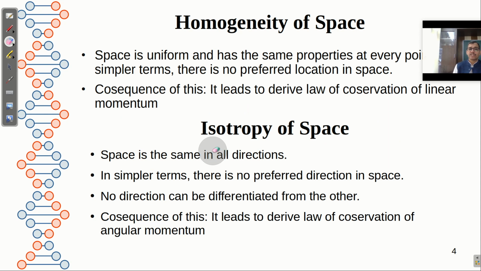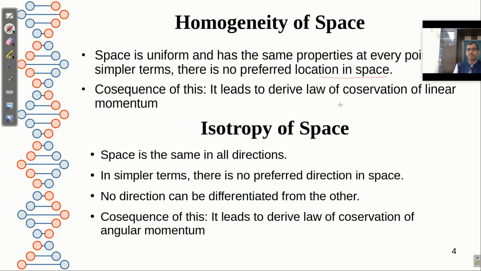So first is homogeneity: space is uniform and has the same properties at every point. In simpler terms, there is no preferred location in space, means every location is equally preferable, or you can say that every law of physics will remain same everywhere. Consequence of this leads to the law of conservation of linear momentum.